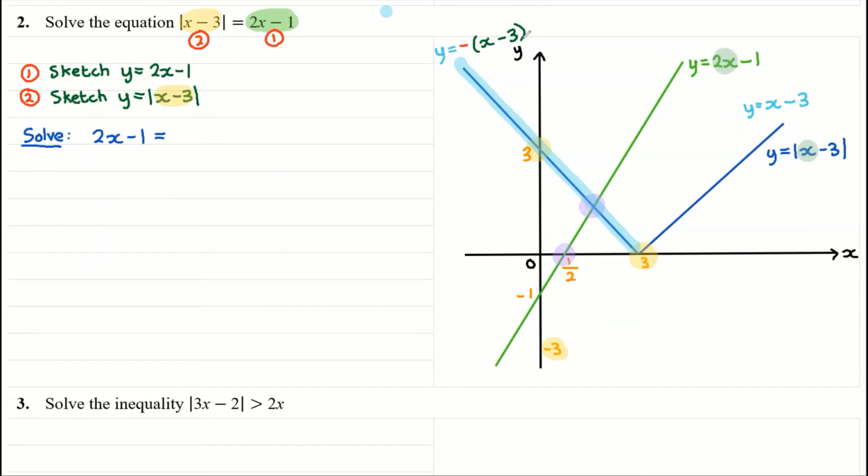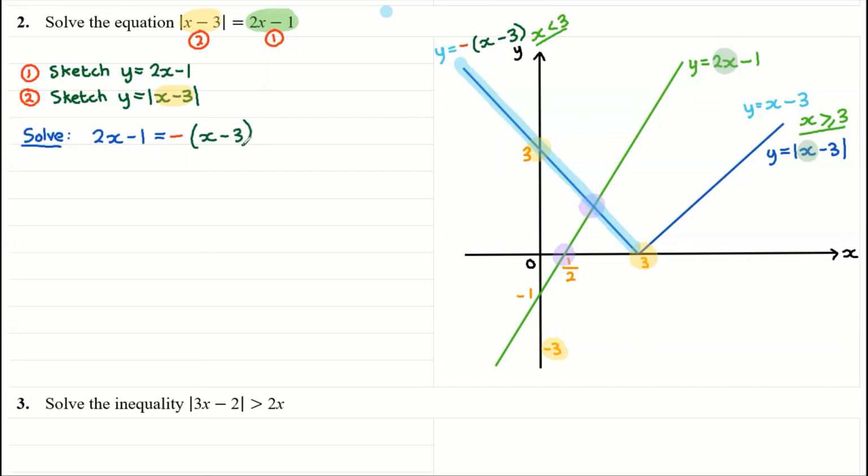Okay, and this is valid, and this is where we've got to be careful. So this is valid when x is less than 3. Okay, as you can see from the diagram. And this is valid when x is greater than or equal to 3. Okay, so just worth considering there. So we set our equation 2x subtract 1 equal to minus x subtract 3. Okay, it's the negative branch of that line.